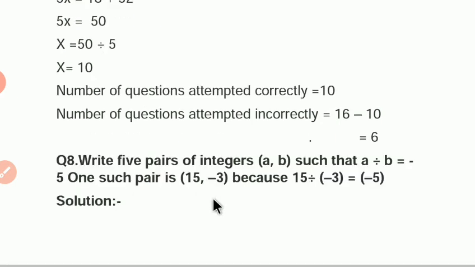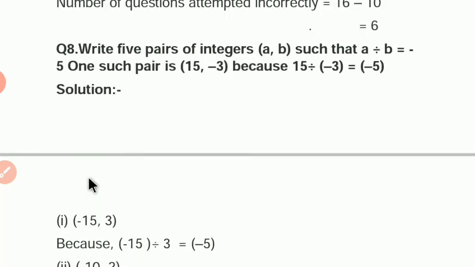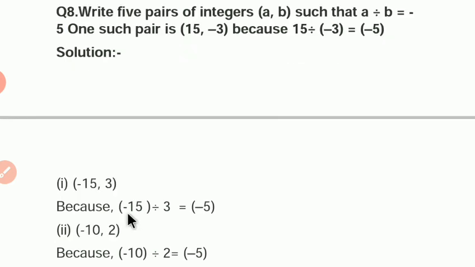Then we come to question number 8, the last question of our exercise. Write 5 pairs of integers a, b such that a divided by b is equal to minus 5. One such pair is 15 divided by minus 3, as 15 divided by minus 3 is equal to minus 5. In this question we have to find pairs of integers such that if we divide the two numbers we should get minus 5. So first one we can take minus 15 and 3.